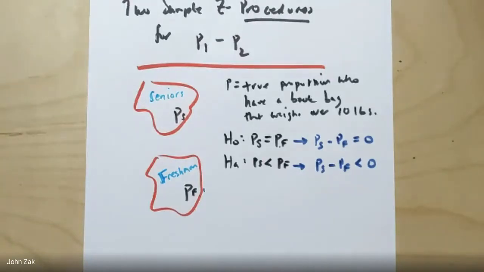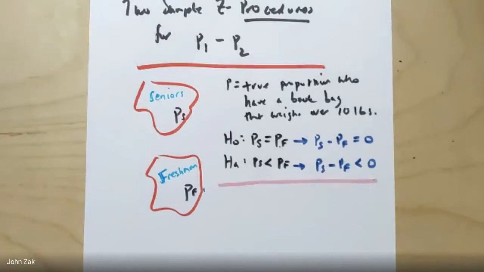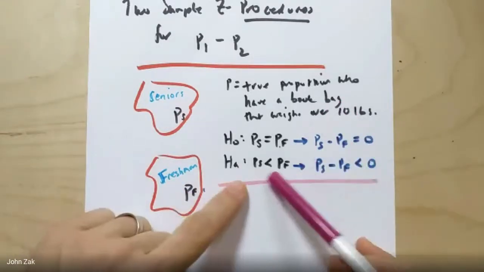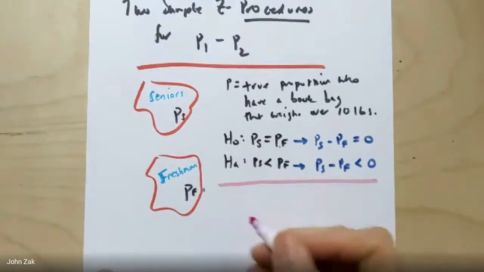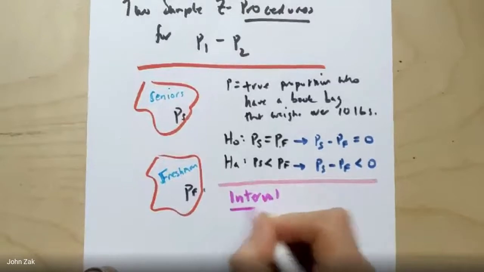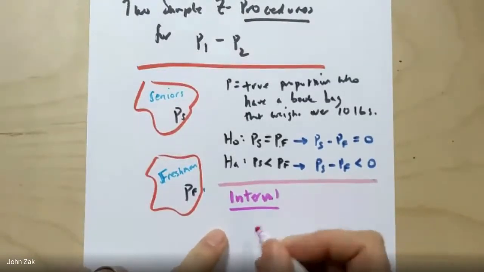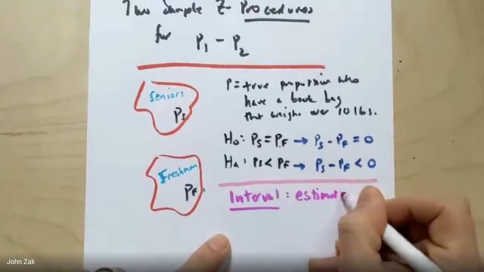But that isn't all that exciting and deep, right? Instead of just trying to prove that the proportion of seniors is less than PF, we might make a confidence interval. If we made an interval instead of doing a significance test, then we're going to try to actually estimate what that difference is.